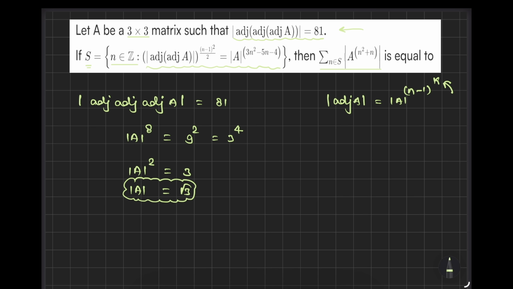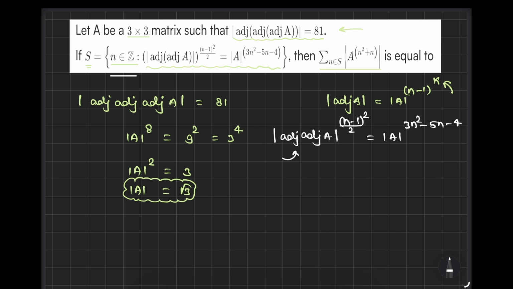Okay, for the time being we will take root 3. Later we will update. Now they are saying that n belongs to integers and this holds true. So now we will attack this part. So it is determinant of adjoint A to the power (n minus 1) whole squared by 2 equals determinant of A to the power 3n squared minus 5n minus 4.